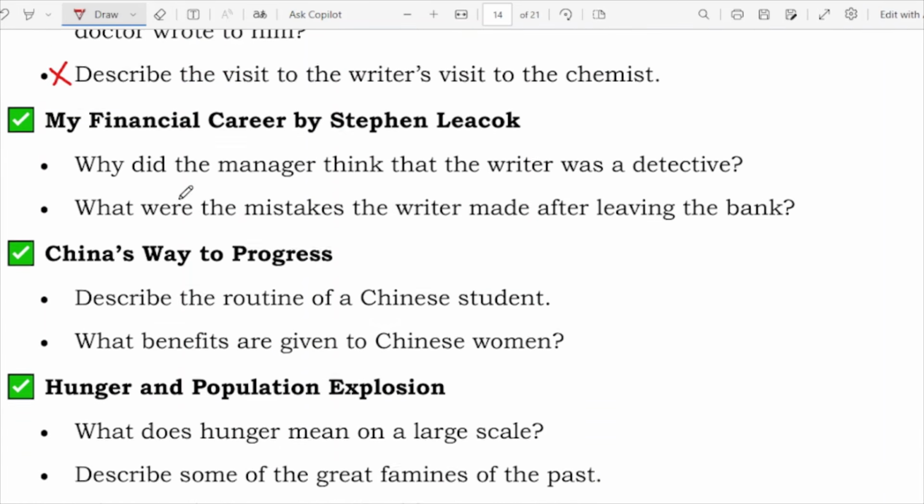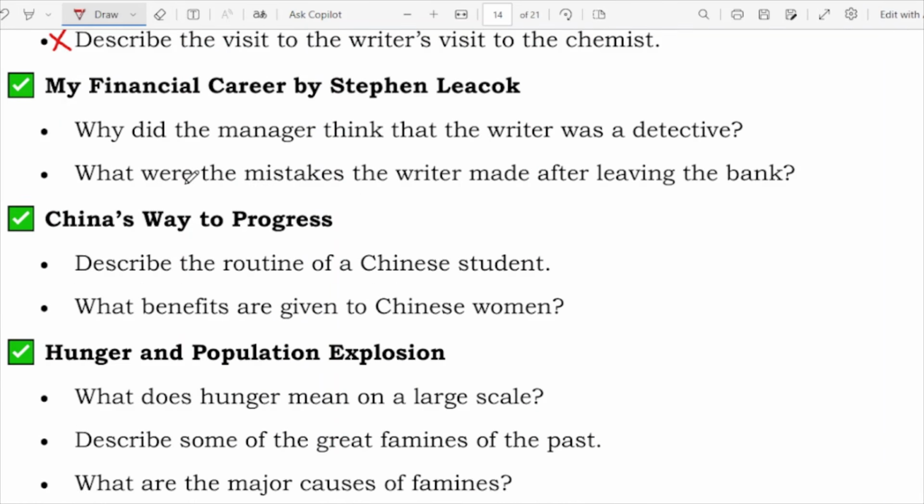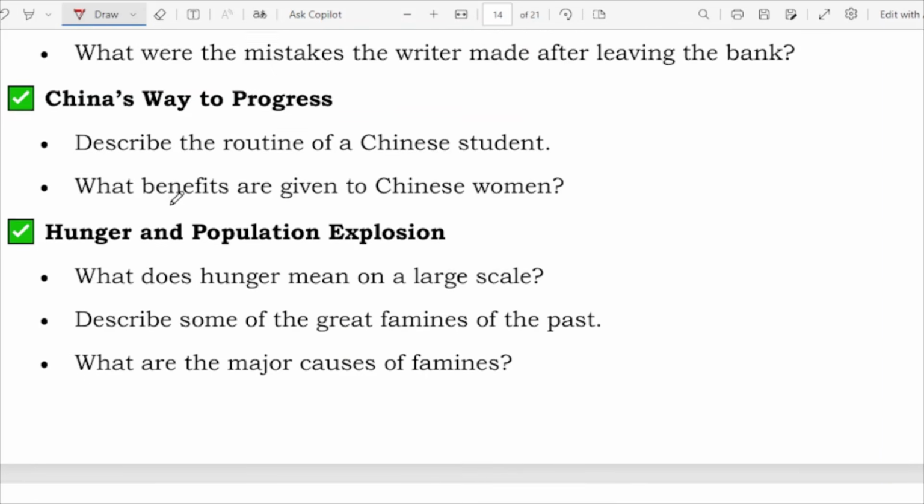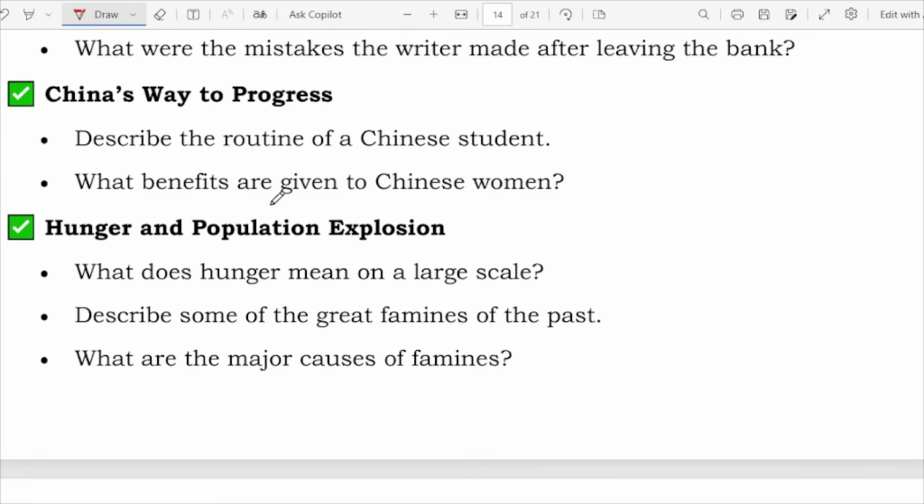My Financial Career by Stephen Leacock. Why did the manager think that the writer was a detective? What were the mistakes the writer made after leaving the bank? China's Way to Progress. Describe the routine of a Chinese student. What benefits are given to Chinese women?